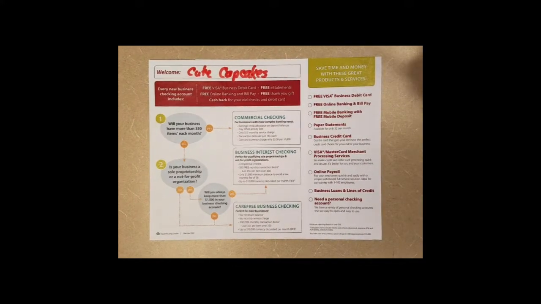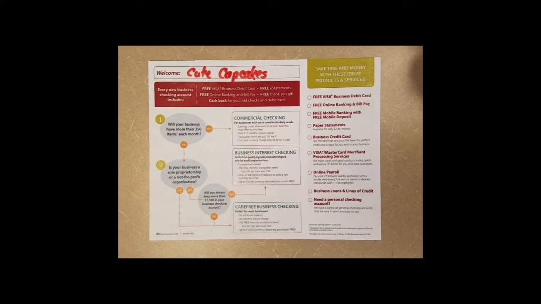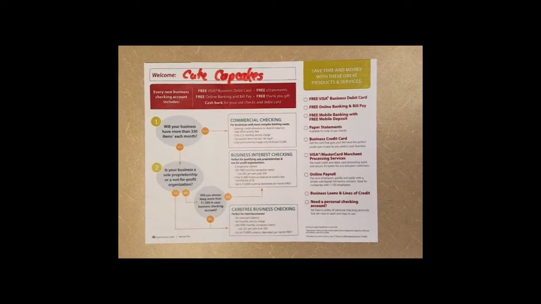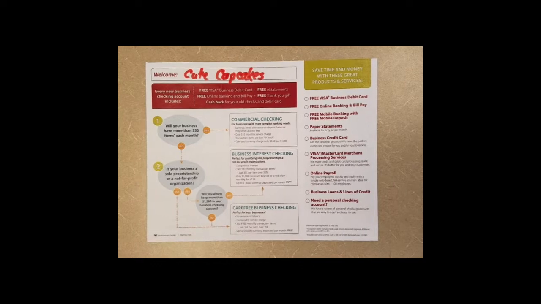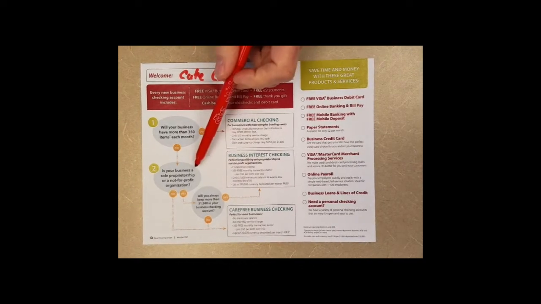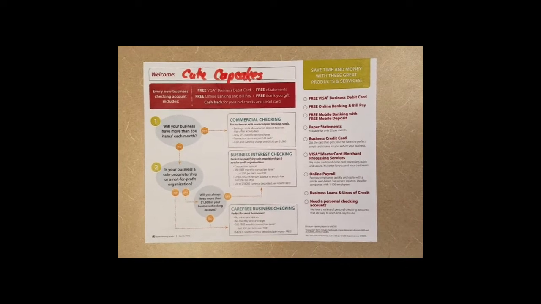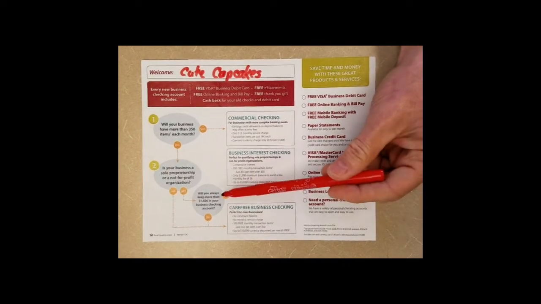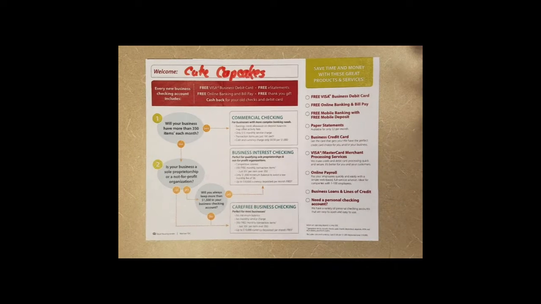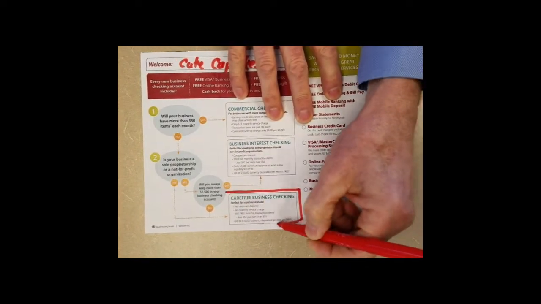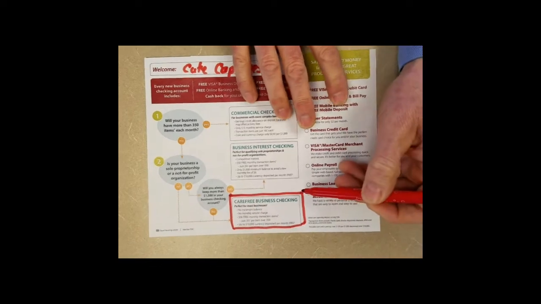May I ask you a couple of questions to find the best business account? Yes. Great. Elise, will your business have more than 350 items each month? No, probably not. Okay. And is your business a sole proprietorship or a not-for-profit organization? It is a sole proprietorship. Great. Will you always keep more than $1,500 in your business checking account? No. Then you are going to love our most popular business checking account, Carefree Business Checking.